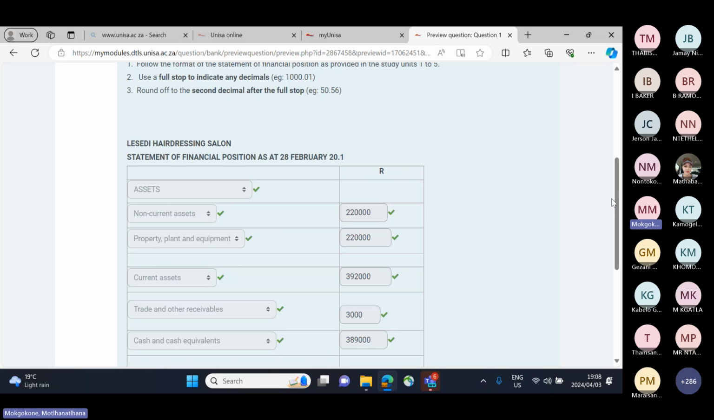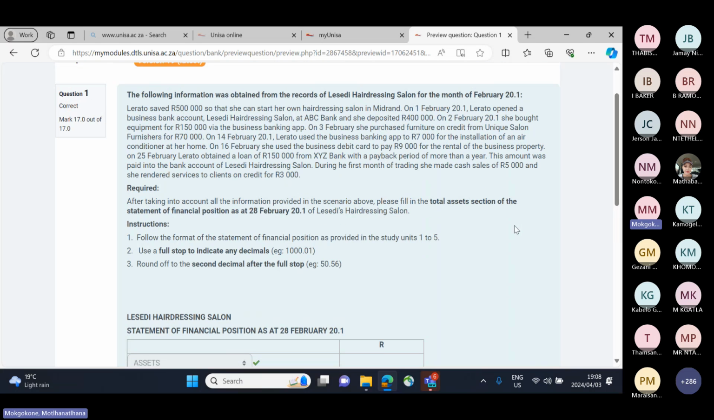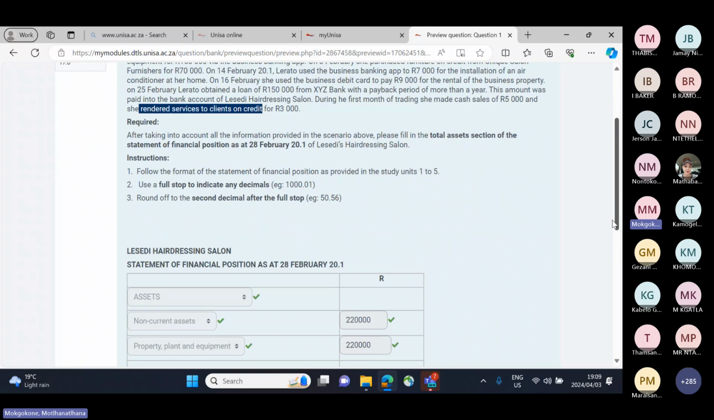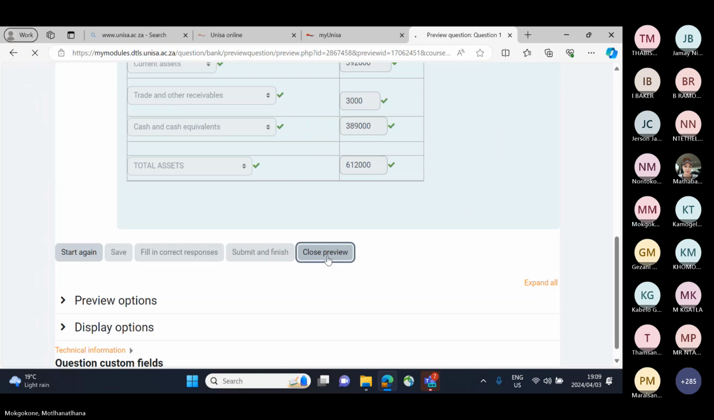And we told you what is trade receivables. I told you trade receivables are people who owe money to the business because the business sold to them on credit and they have not yet paid the business. Like this one, you see the business rendered service on credit. That will form part of our trade and other receivables because the business rendered service on credit to a debtor and the debtor has not paid the business yet. Let's move to the next one.